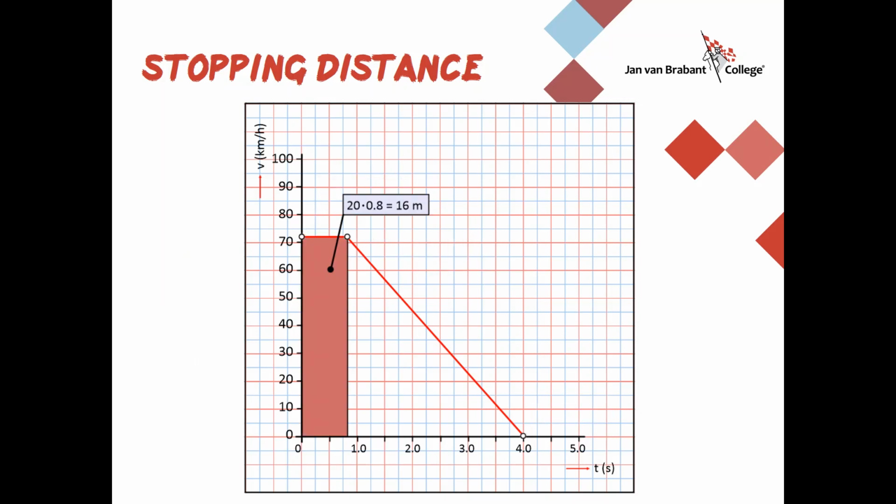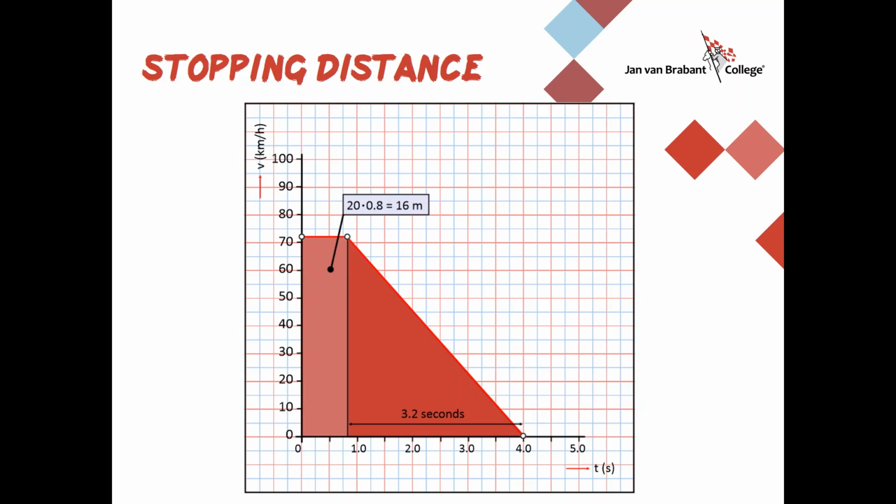The reaction distance is the area underneath this part of the graph, which is a rectangle. And in this case, that is equal to 20 times 0.8, which is 16 meters. And how about the braking distance? Well, the braking distance is equal to the area of this triangle, which is 1/2 times 20 times 3.2. And coincidentally, this also equals 16 meters. And that means that the total stopping distance is equal to the reaction distance, which was 16 meters, plus the braking distance, which was also 16 meters. So the stopping distance is equal to 32 meters.